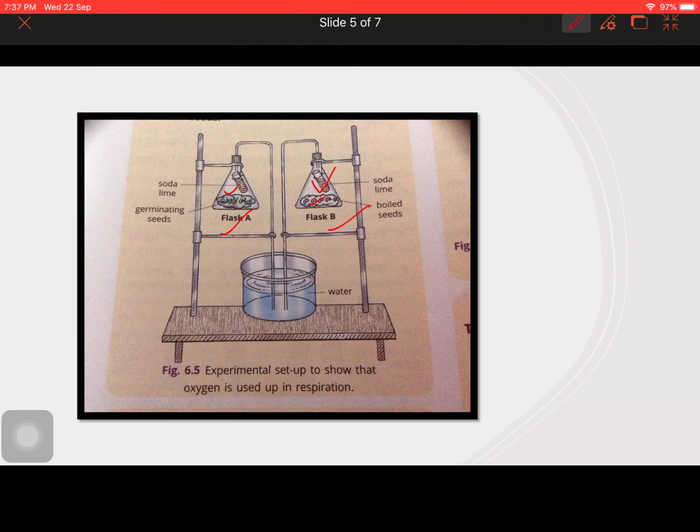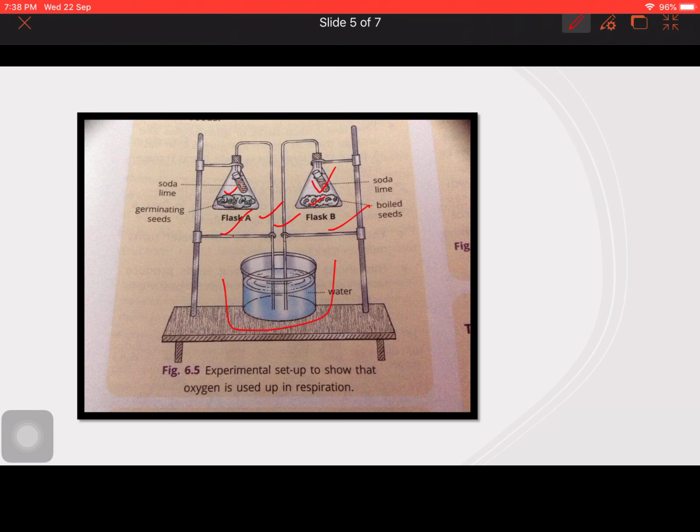Now what is happening in flask A? In flask A we have placed germinating seeds, and in flask B we have placed boiled seeds on wet cotton. We have suspended a small test tube containing soda lime, a mixture of slaked lime and sodium hydroxide, in each flask. The soda lime absorbs any carbon dioxide released by the seeds, and we have connected each flask with a water containing beaker down here.